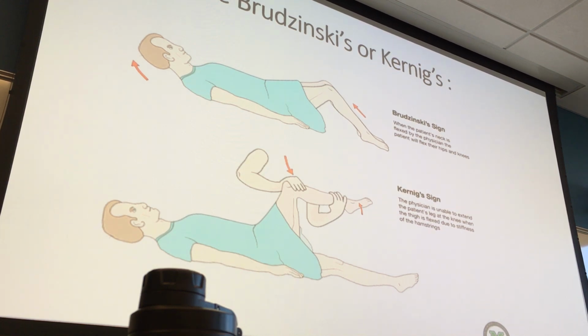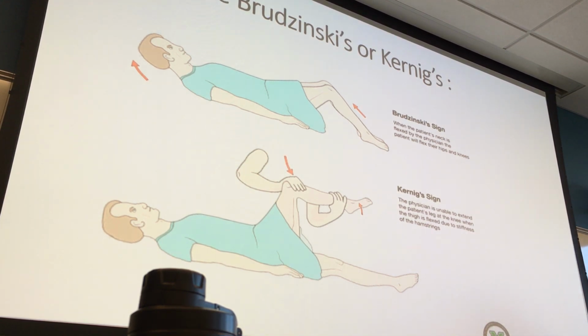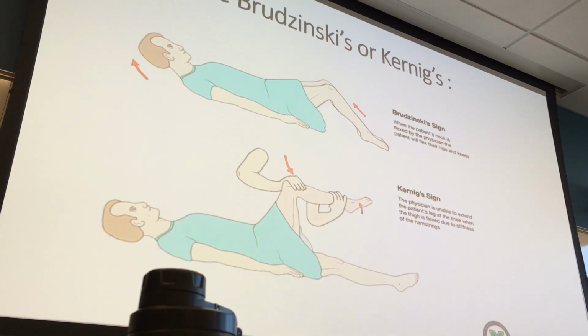Okay? Kernig's, this is also just named differently. Kernig's is when the doctor is unable to extend the patient's leg at the knee when the thigh is flexed, just due to the total stiffness of the hamstrings. Okay? Hopefully you guys have practiced that because that's part of the Olympics. 2 tests. And believe it or not, I had Brudzinski's on my in class. Some things seem so obscure, but yeah, you don't forget those questions.